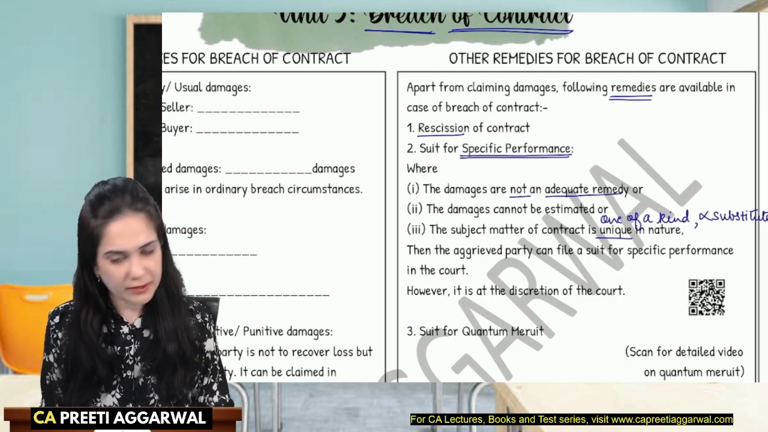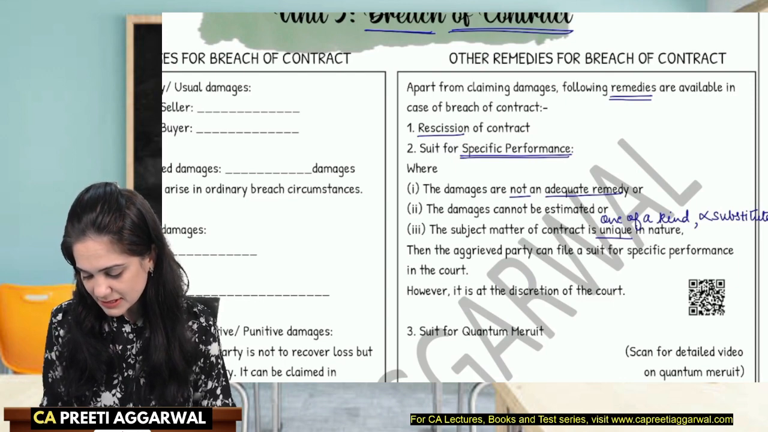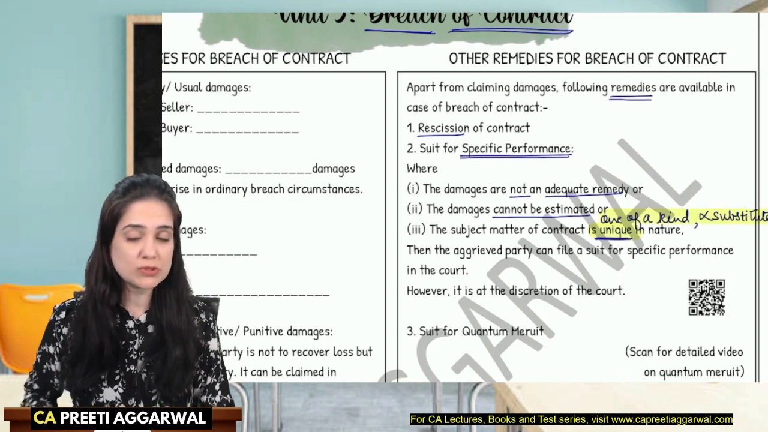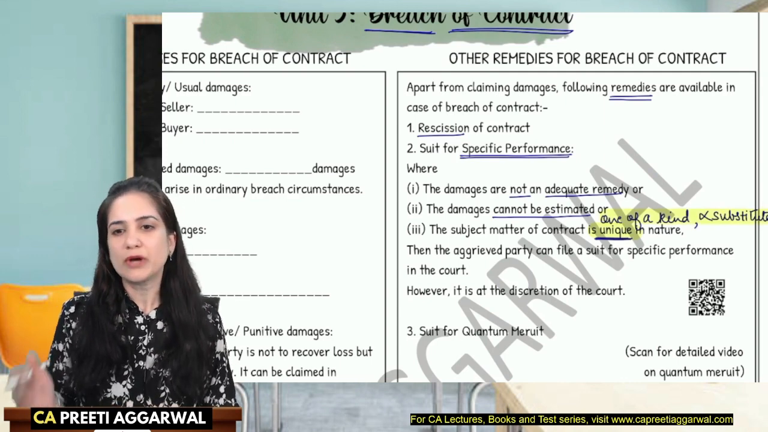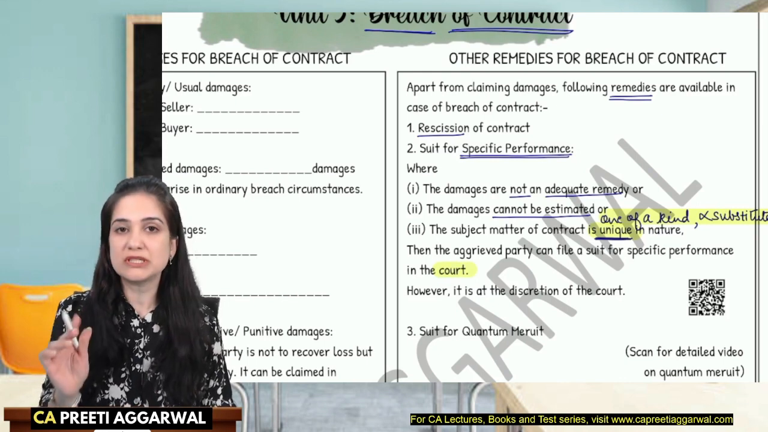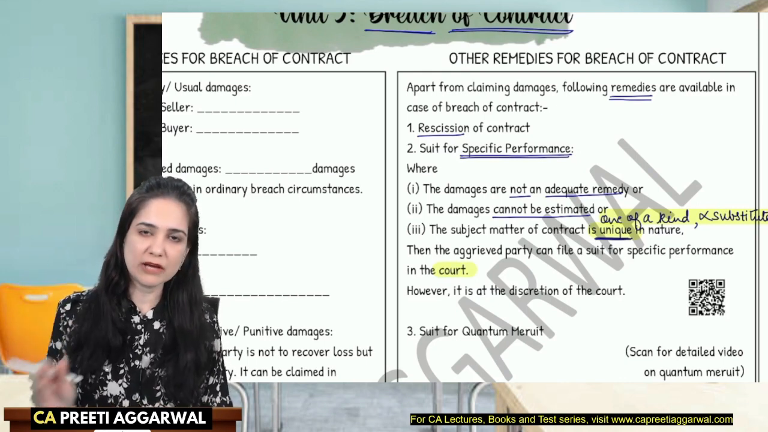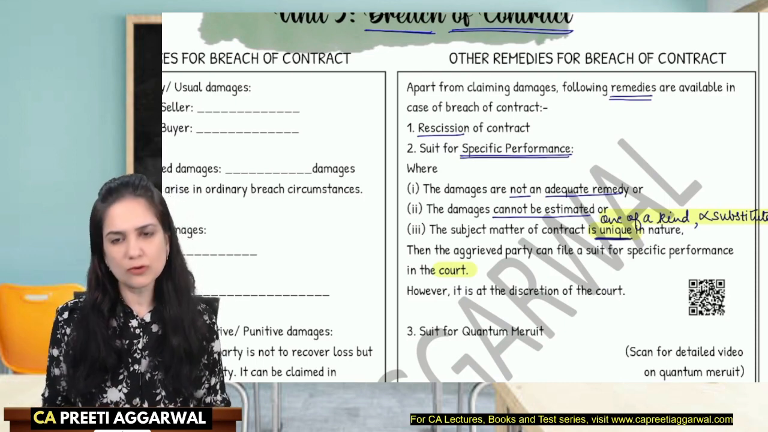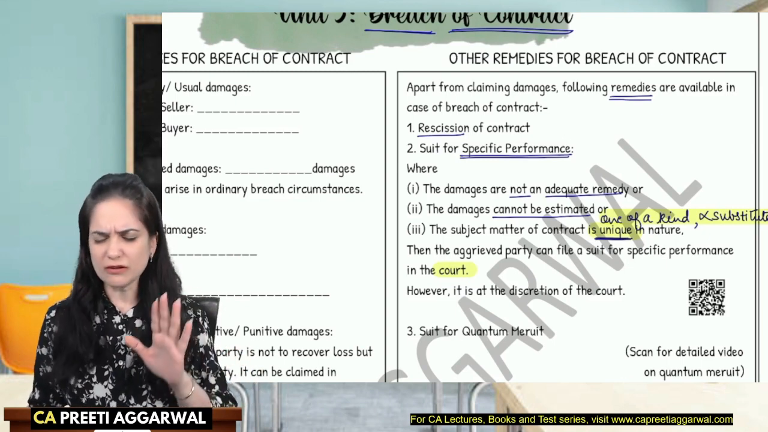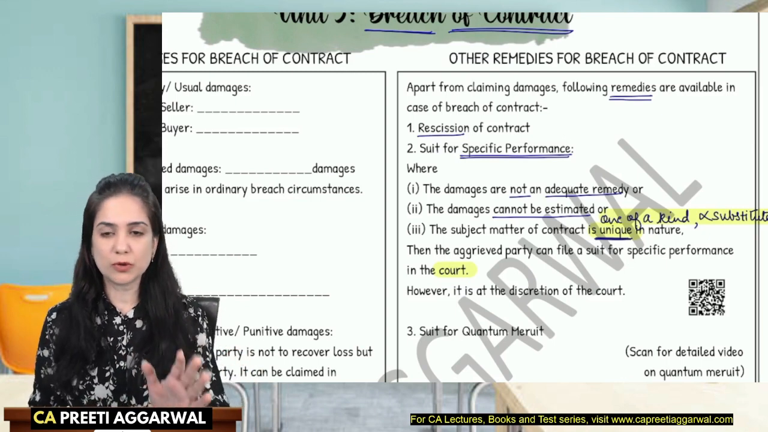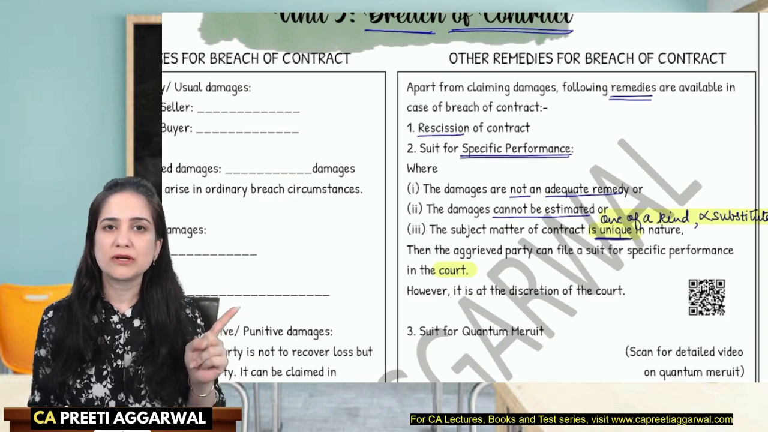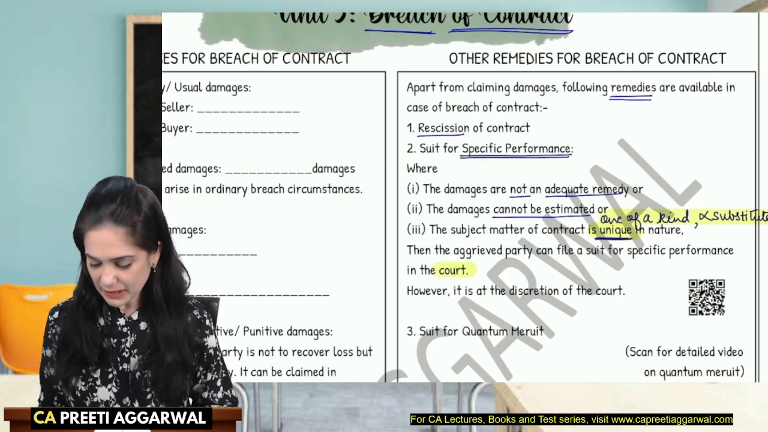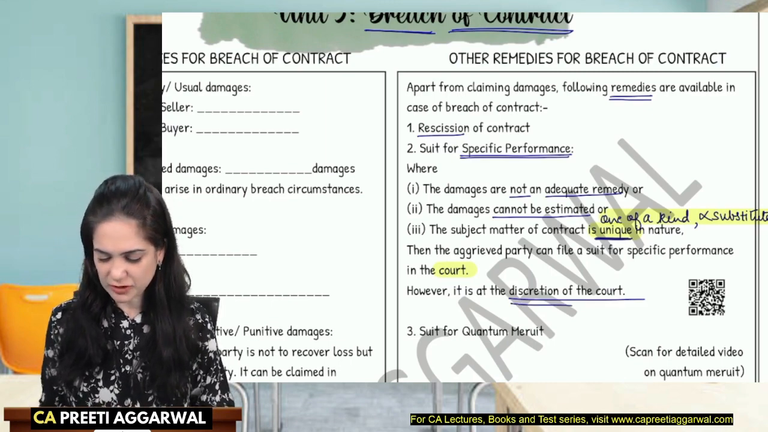So when damages are not an adequate remedy, or the damages cannot be estimated, or the contract is for unique goods, one of a kind, with no substitute, then you can go to the court. This option is available only at the discretion of the court. If the court is convinced, they will give specific performance, otherwise not. The court may say: aggrieved party, we agree with you, and the person committing breach, you will have to perform the contract. I insist upon performance. But this is all left at the discretion of the court.